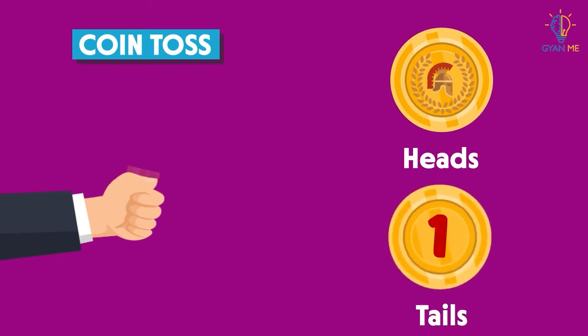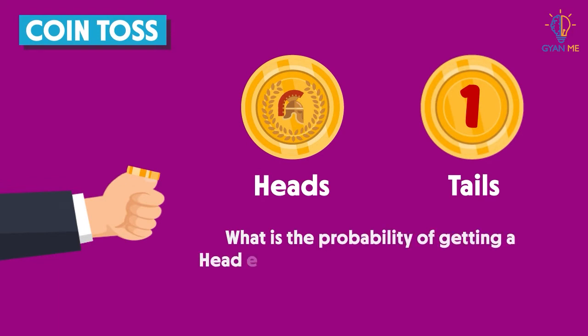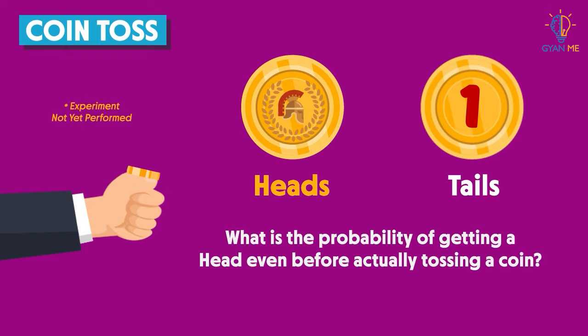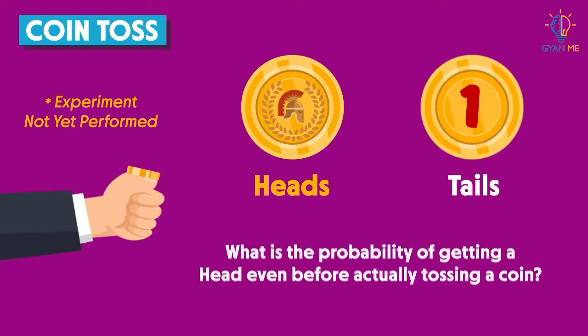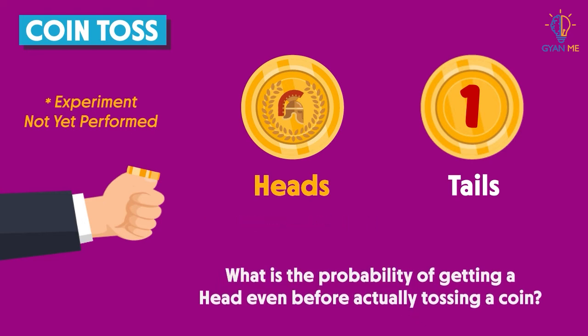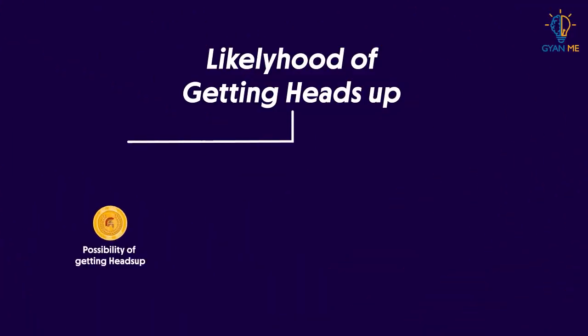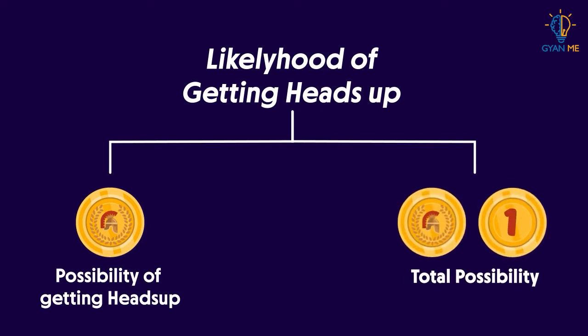Now suppose I ask you a question: what is the probability of getting a head even before actually tossing a coin? Note that here we have not yet performed the experiment actually. We are talking about theoretical calculations of the probability of getting a head when we toss a coin. This question tells us to calculate the likelihood of the coin landing head up. And to answer this question, we'll have to find out two things. One, possibilities of getting head up, and second, total possibilities.